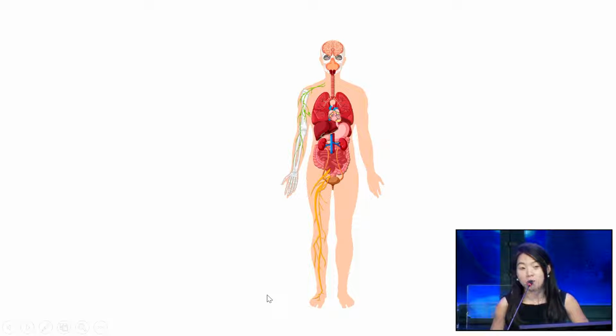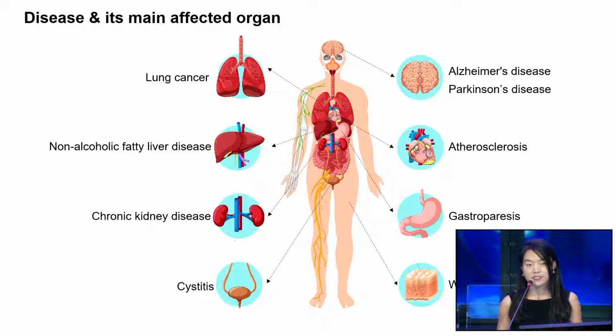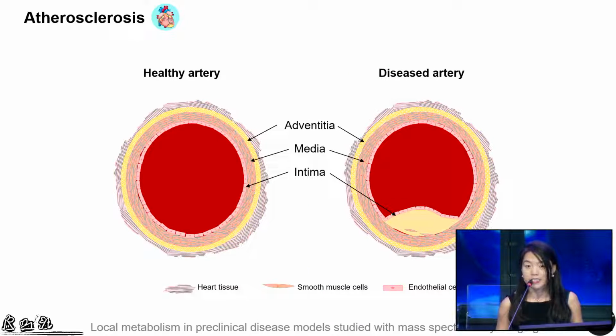As we all know, our organs are working together to keep us healthy. And there are diseases that affect specific organs in our body. Take atherosclerosis as an example. It's a leading cause of death and disability all over the world. It's also a lipid-driven inflammatory disease characterized by plaque formation in the arterial wall. Plaque formation involves very complex cellular activities in different layers of the artery, especially the intima and medial layers.